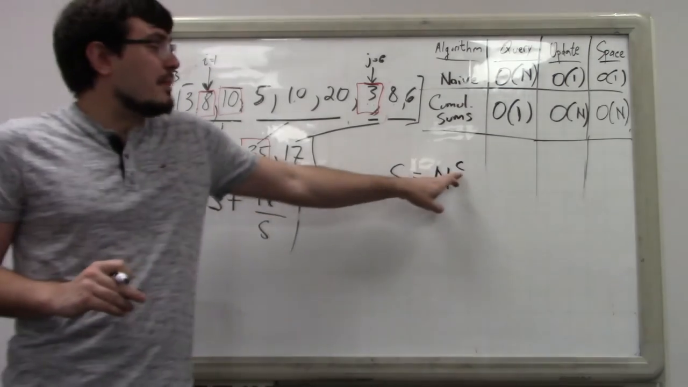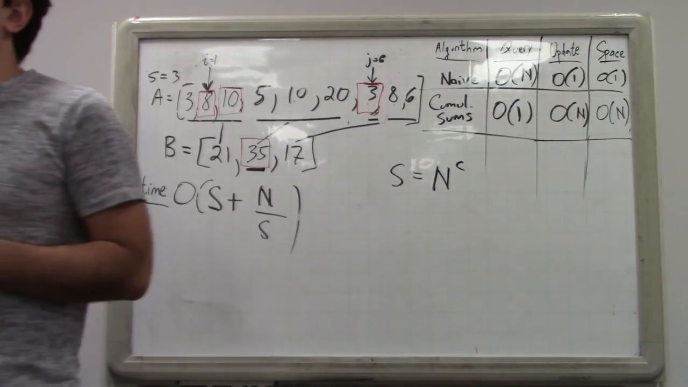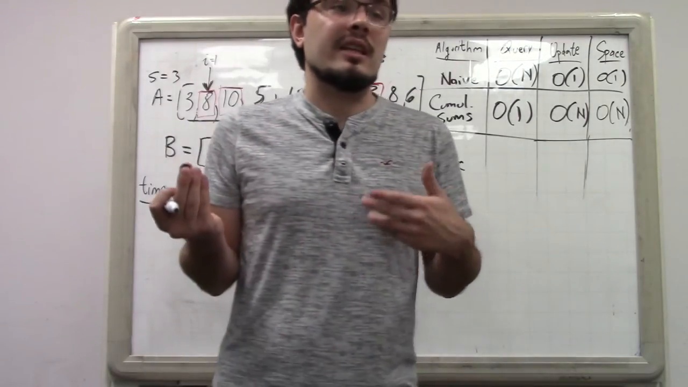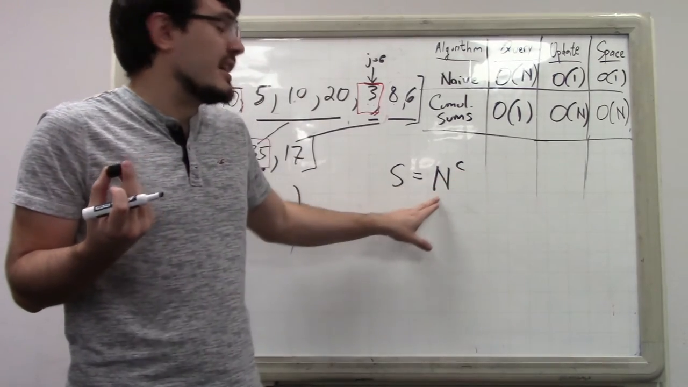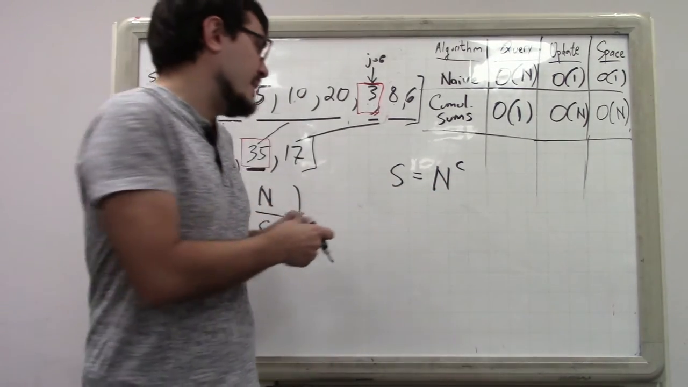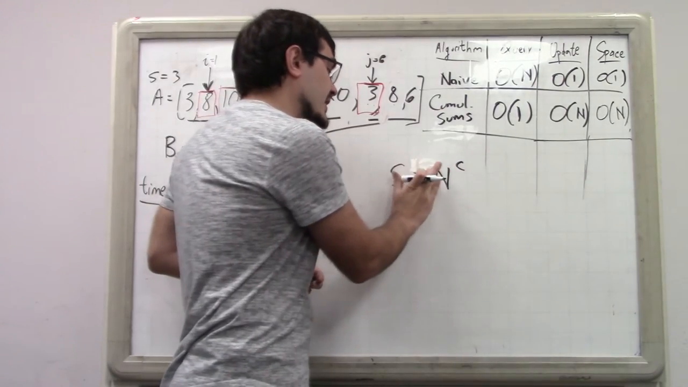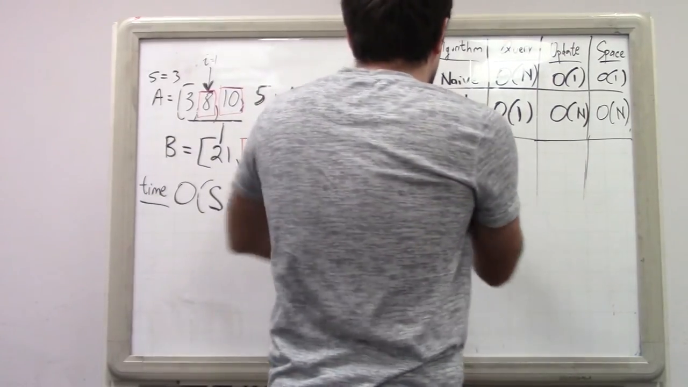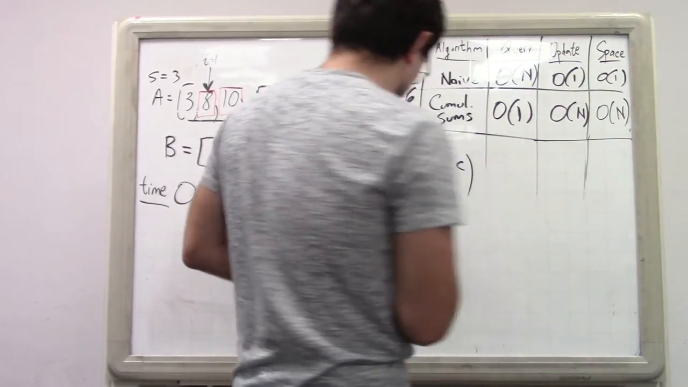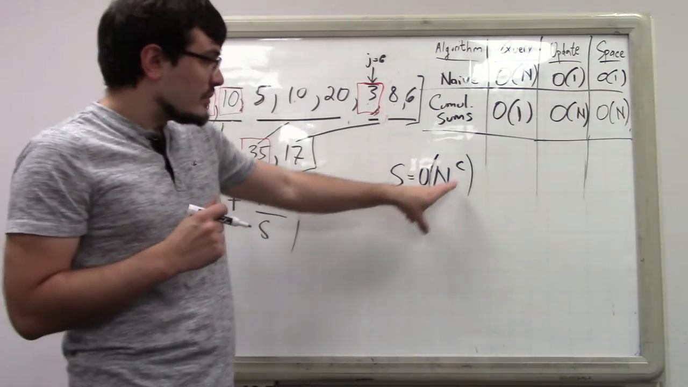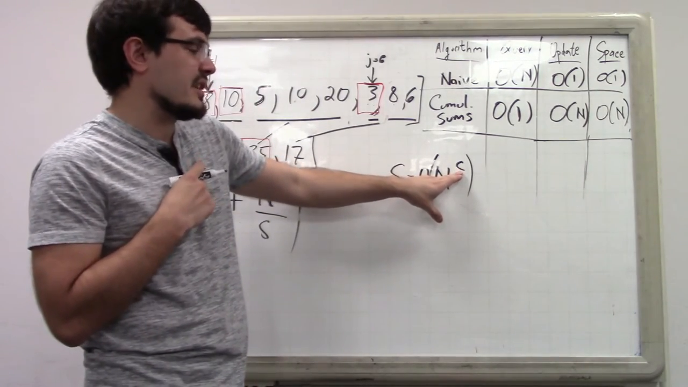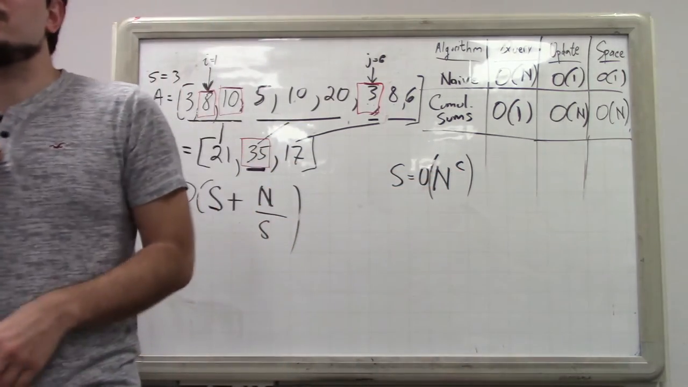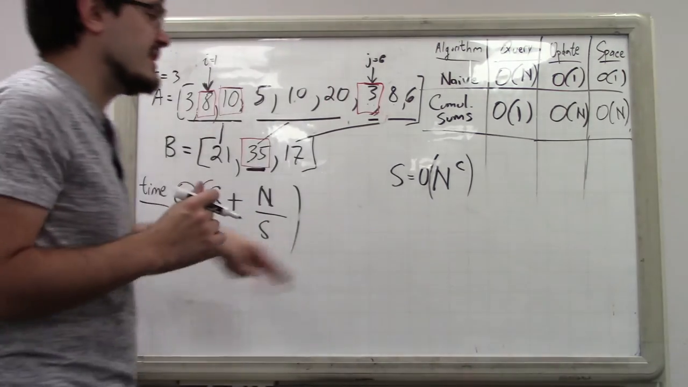C is like some power, maybe 0.2 or 0.5, some fractional power between 0 and 1. If c equals 0, then intuitively this is a constant, or there might be some other constant in front of this, scaling it. Let's say s is going to be of this order. If c is 0, then this is a constant. If c is 1, then this is just order n. And we said that both of those are kind of too extreme. So we expect c to be something in the middle.